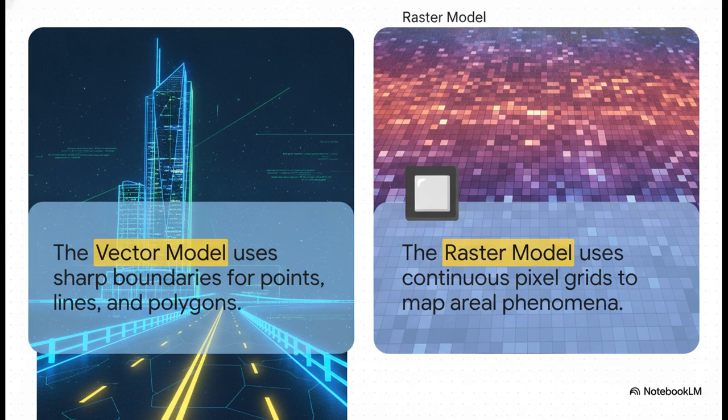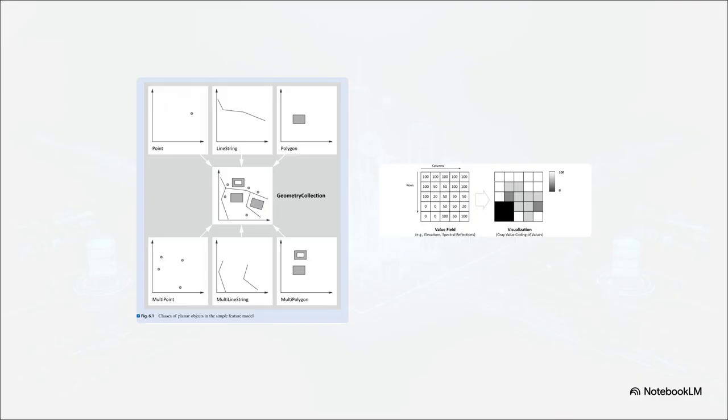But if you're mapping something continuous that exists everywhere across a landscape, like temperature or terrain elevation, you need the raster model. Rasters divide the world into these continuous pixel grids where every single cell holds a specific value. And this brilliantly illustrates that difference. Notice the simple geometric elegance of the vector model: distinct points, clean line strings, and sharp polygons representing discrete objects.